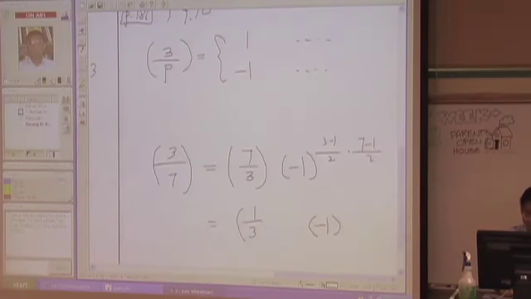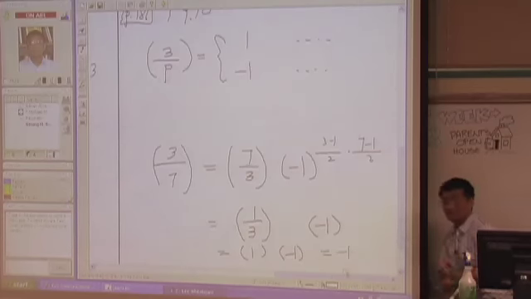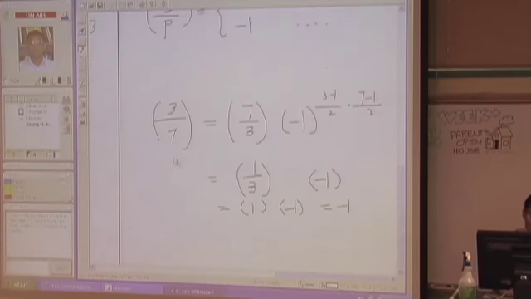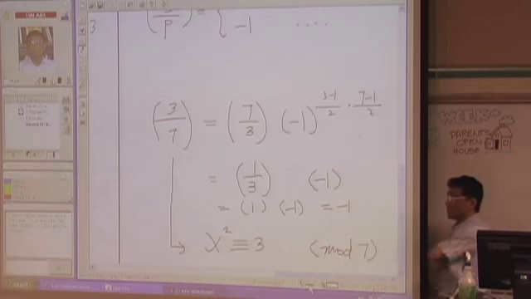And 1 always has a solution, right? 1 is 1 squared. So this is 1, and this is negative 1. In other words, if we translate this back to the original, x squared congruent to 3 mod 7 doesn't have a solution. It doesn't have a solution.